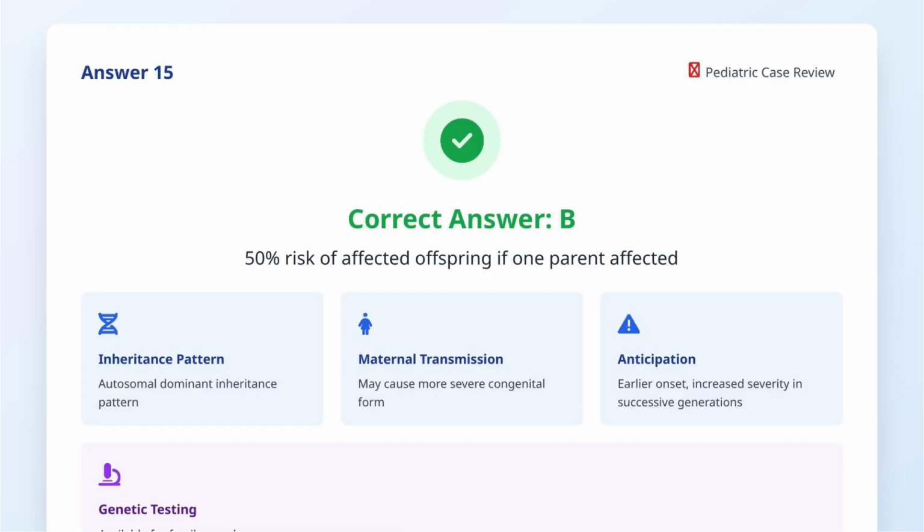Myotonic dystrophy follows an autosomal dominant inheritance pattern with a 50% risk of transmission from an affected parent. While both parents can transmit the condition, maternal transmission carries risk of the severe congenital form. The phenomenon of anticipation means that children may have earlier onset and more severe symptoms than their parents. Genetic counseling and testing should be offered to all family members.